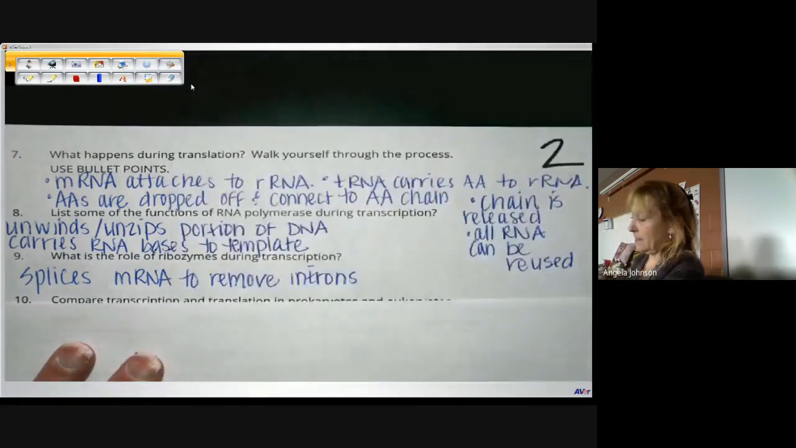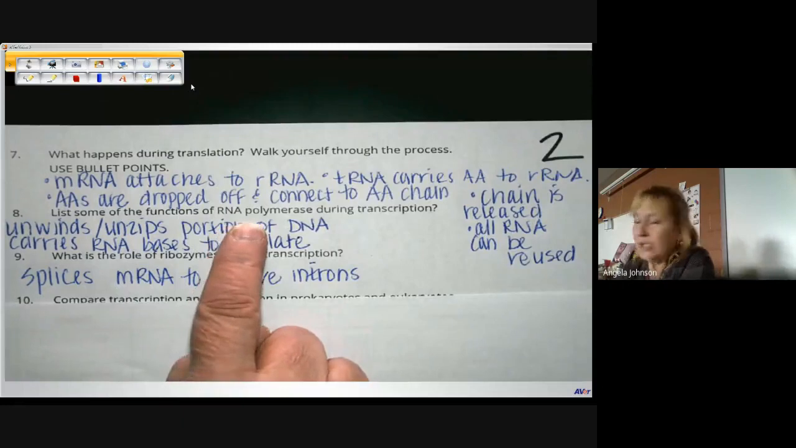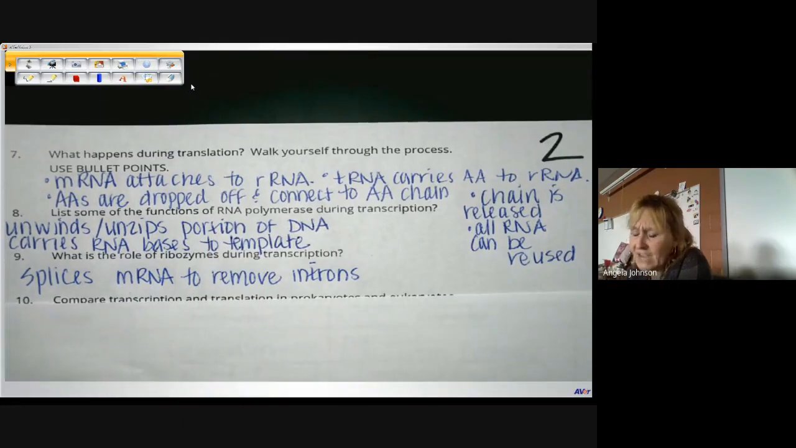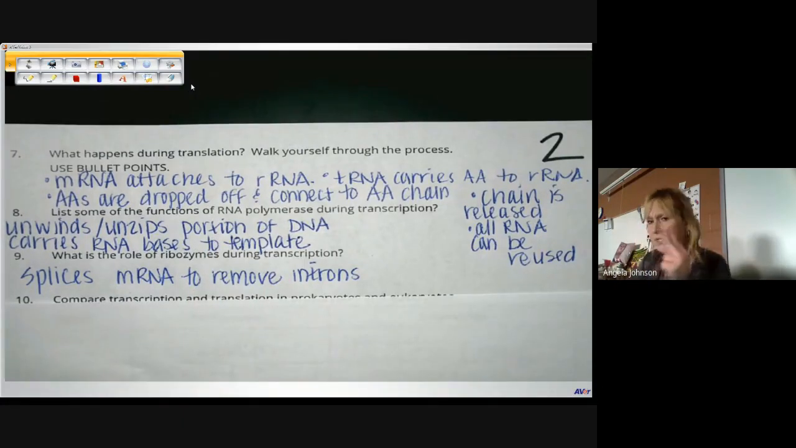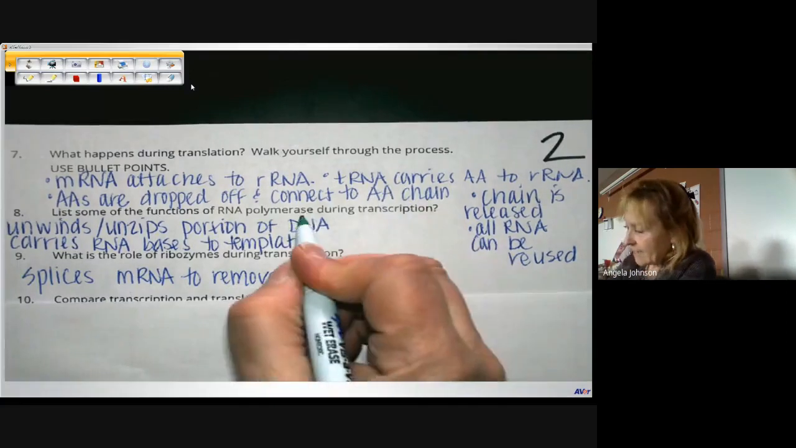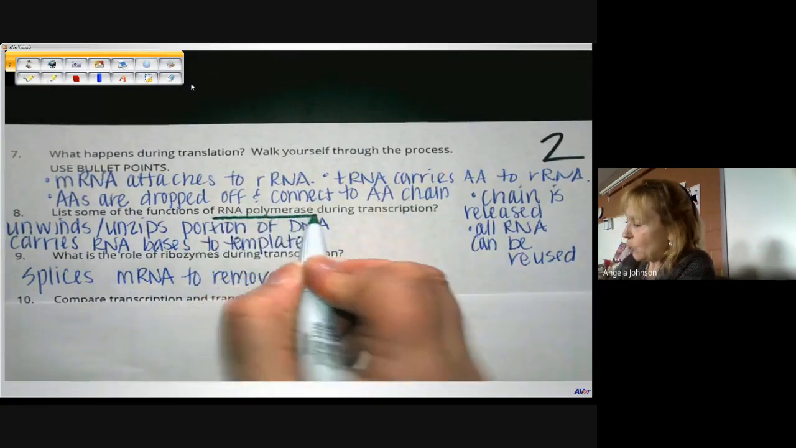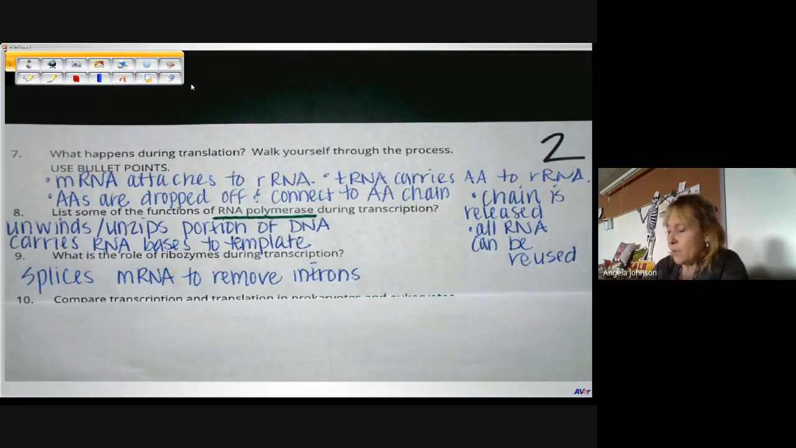List some of the functions of RNA polymerase. This is really one of the only enzymes. We really only talk about 2 enzymes with transcription and translation, and this is one of them. And we know it's an enzyme because it has an ase ending, RNA polymerase. It's going to unwind and unzip that original DNA strand wherever you need it opened. And it's going to carry bases to that spot and line those bases up in order to make the mRNA.